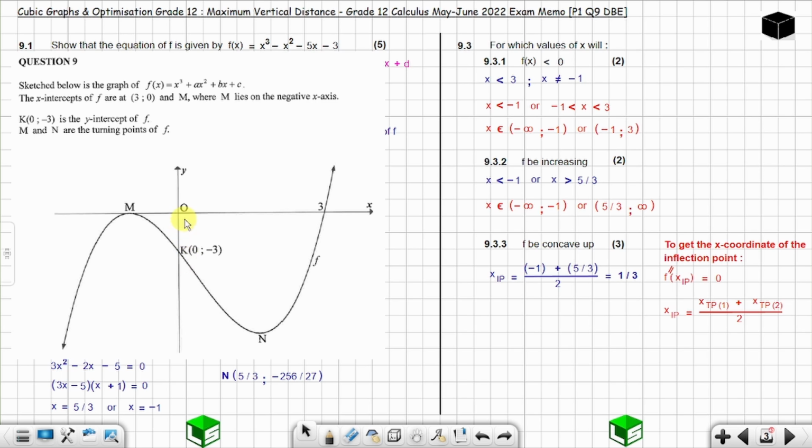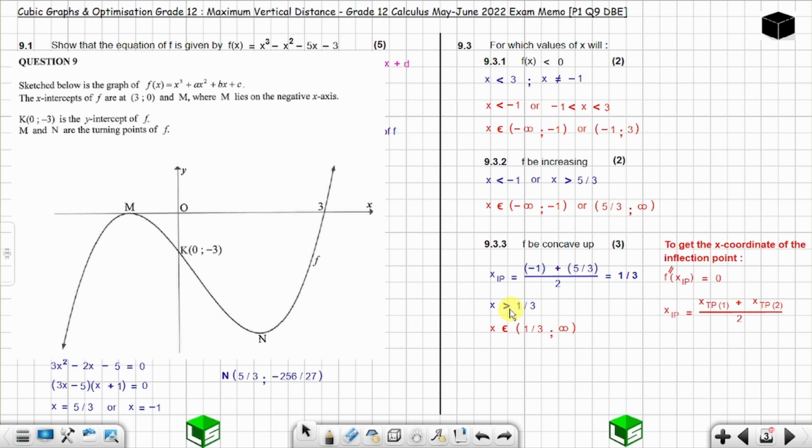Okay, so now you can tell for x greater than 1/3, all these values, x greater than 1/3 or x greater than 0.3, the graph is concave up. Okay, so you can say x greater than 1/3, the graph is concave up. Or you can also give your answer like this: x element of from 1/3 all the way to positive infinity.